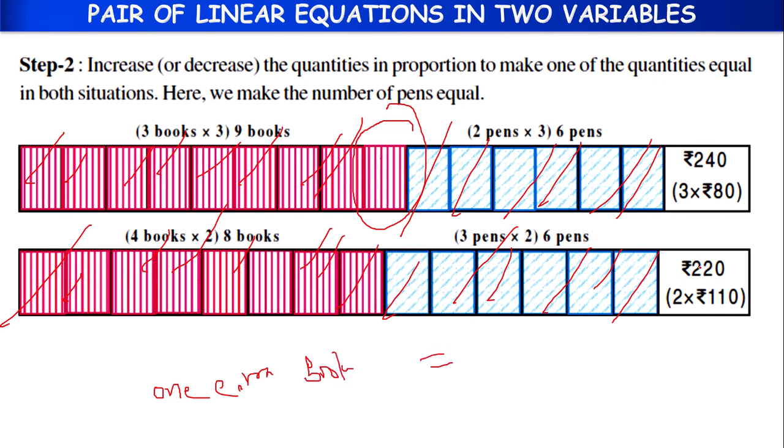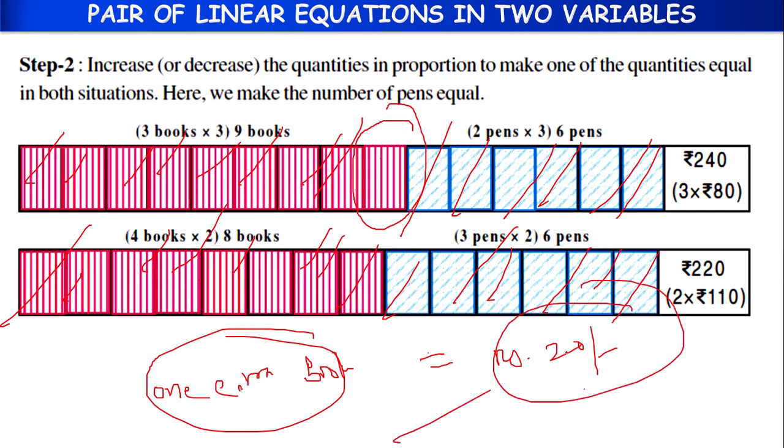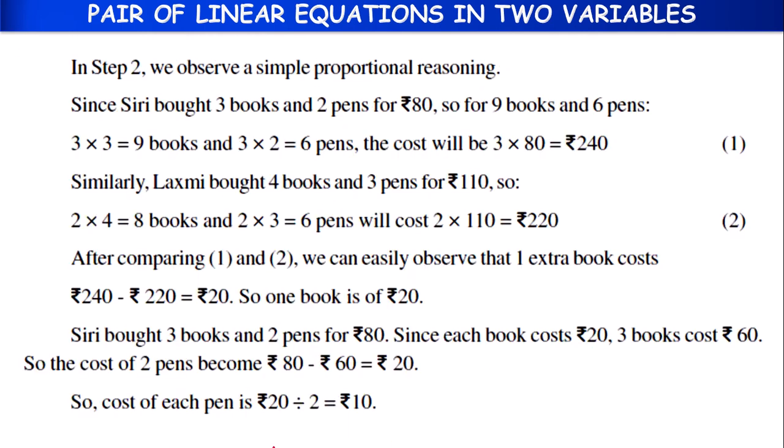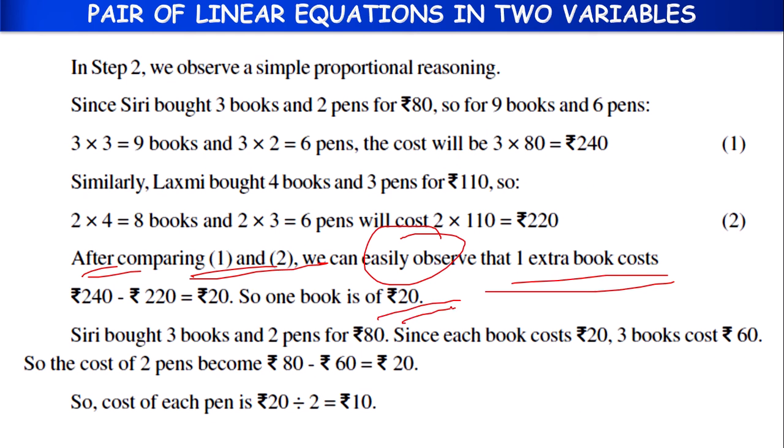And in the amount, out of 240, if we remove 220, the amount remaining is 20 rupees. So one extra book costs 20 rupees. By this model method, after comparing 1 and 2, we can easily observe that one extra book costs 20 rupees. So each book costs 20 rupees.